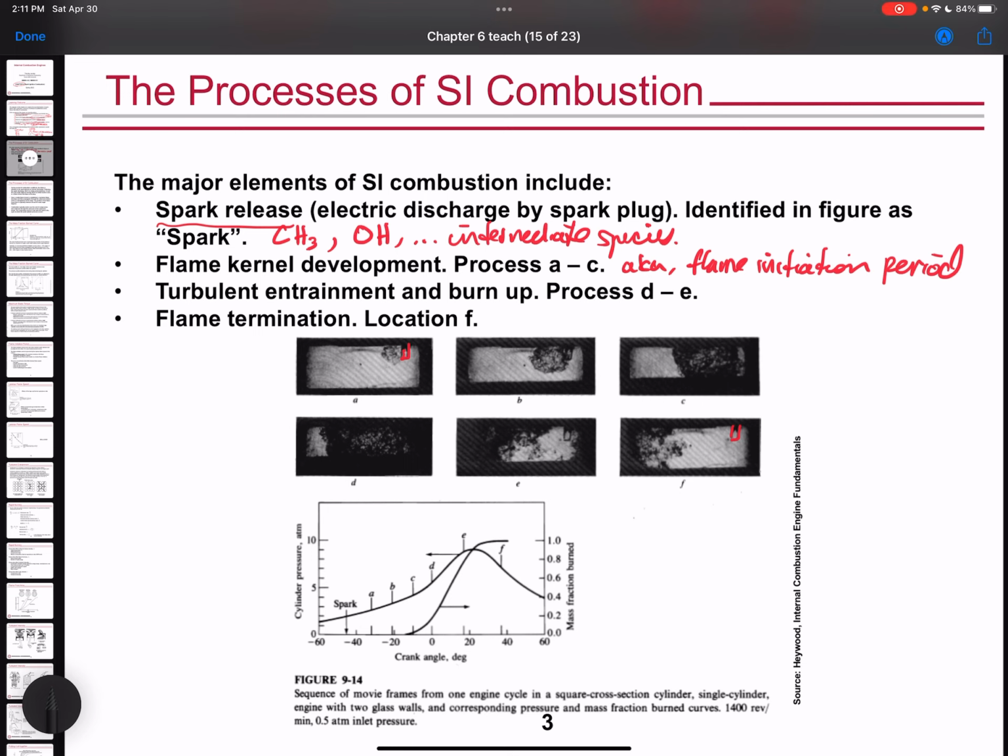And if you could slow time down where microseconds began to look like seconds, you would literally go through hundreds of those seconds, which would literally be hundreds of microseconds, before you would actually see anything happen. But toward the end of that flame kernel development phase is when you would begin to see a flame develop near that spark plug area.